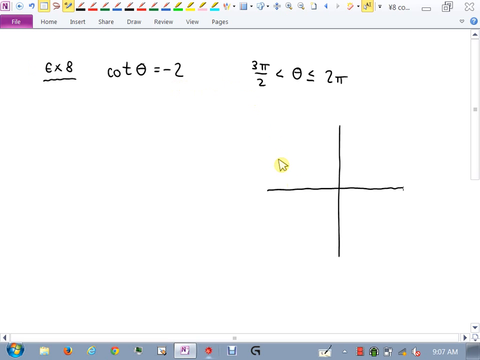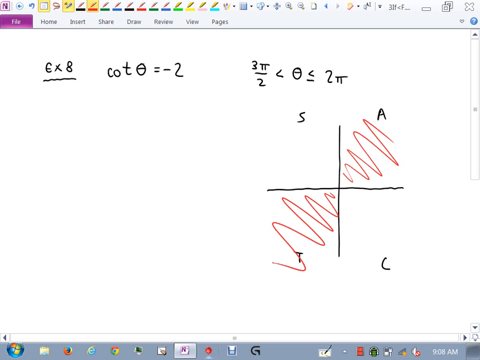The second and the fourth. Remember what was it? All students take calculus. These are the quadrants where the trig functions were positive, right? So all of them are positive here. The only one that's positive here is sine. The only one that's positive here is tangent. The only one here that's positive is cosine. So where would cotangent or tangent be negative? It would be here, or it would be here. Y'all follow that? So I can eliminate which two quadrants? I can eliminate the first. I can eliminate the third.